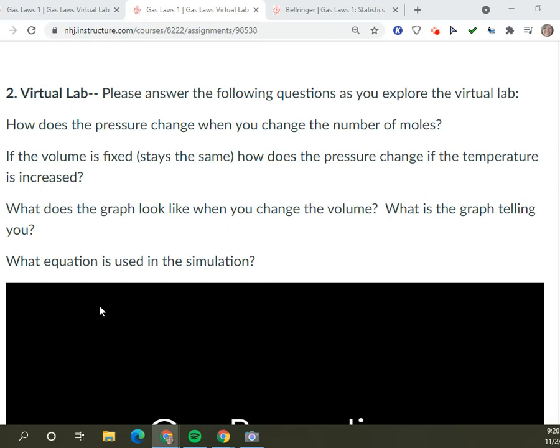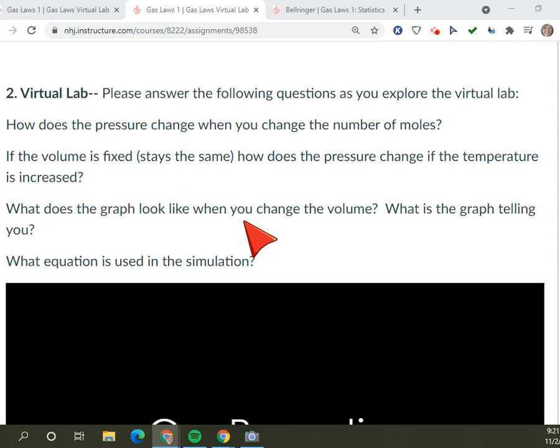Okay, so let's go ahead and walk through this virtual lab together. We're going to be answering these questions. How does pressure change when you change the number of moles? If the volume is fixed or stays the same, how does the pressure change when the temperature is increased? So we're starting to look at these gas laws as a relationship between the four variables that we wrote down from the first video.